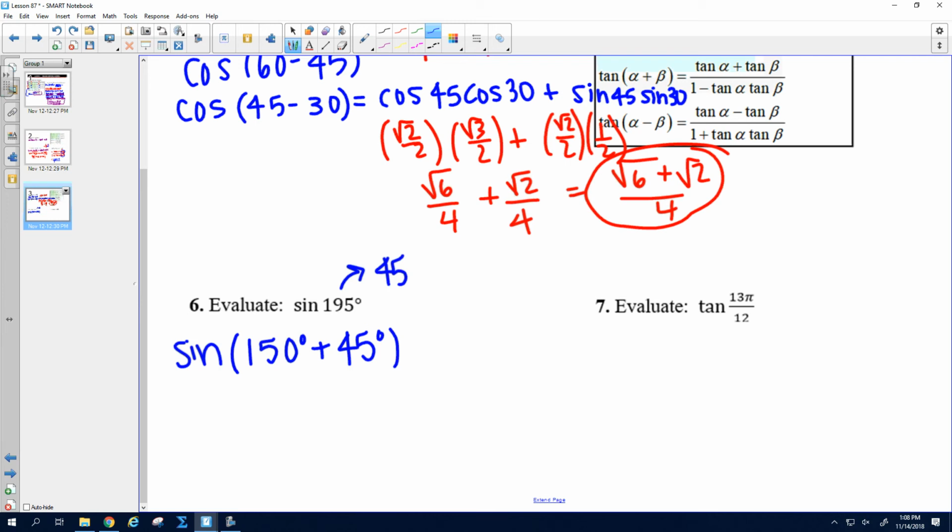So we just did a cosine one. Now we have a sine one. Sine, cosine, cosine, sine. All right, good. So now I'm going to expand this guy out. So I have sine 150 cosine 45. Is this one plus or minus? Okay. And then cosine 150 sine 45.